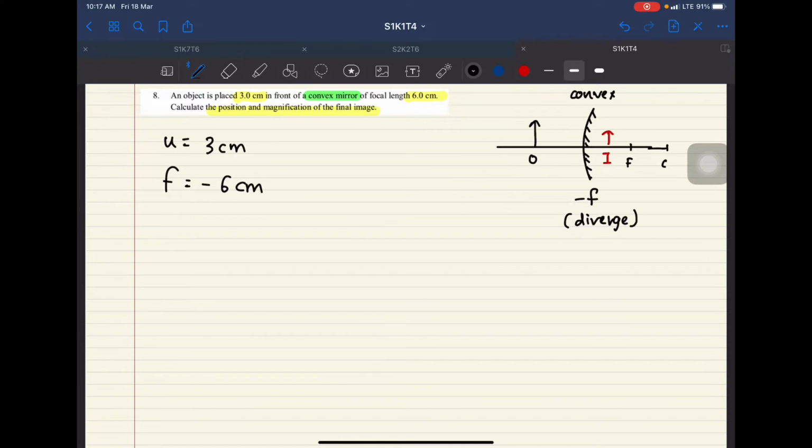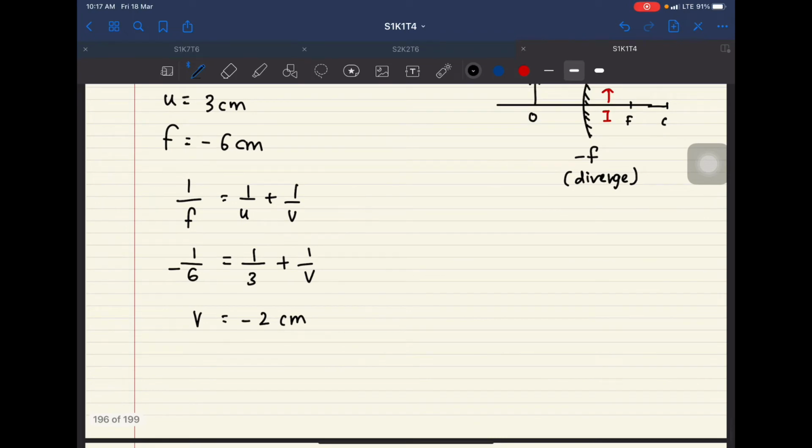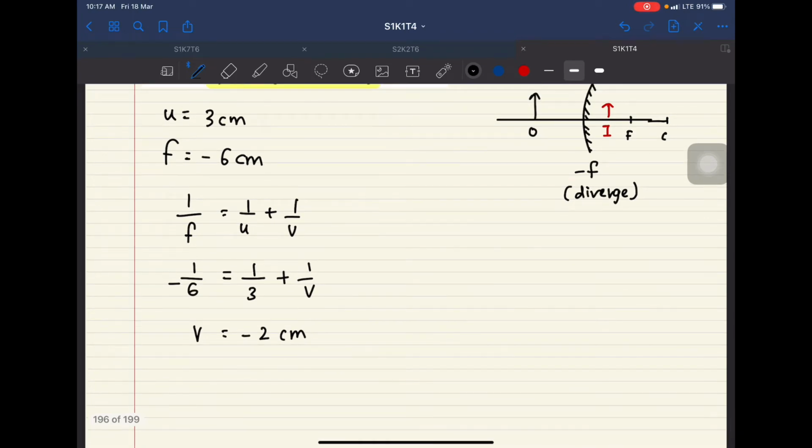Calculate the position and magnification of the final image. So to calculate the position, basically the question we want to find V, you can use this formula. F is equals to negative 6. And if you solve V, then you should get negative 2 centimeter. Okay, and straight away you know that the image should be virtual.